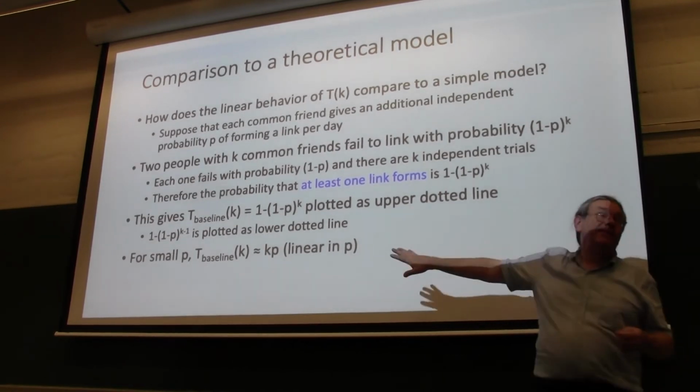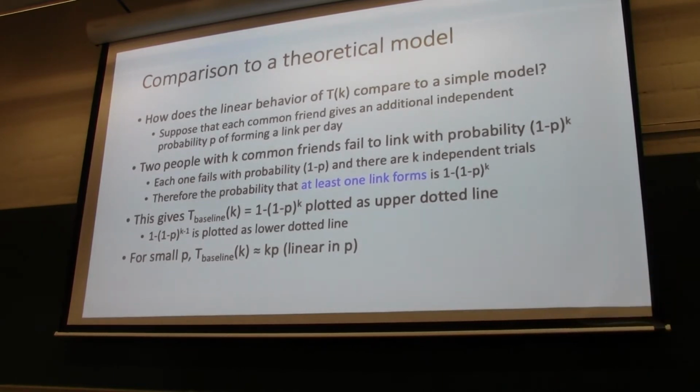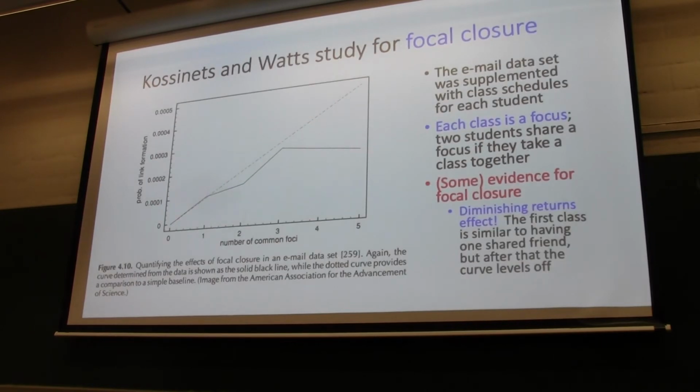So we observe something, we make a theoretical model, and then we compare the observation with the model, and you can see where it works and where it doesn't work. Okay, let's now look at the second kind of closure.